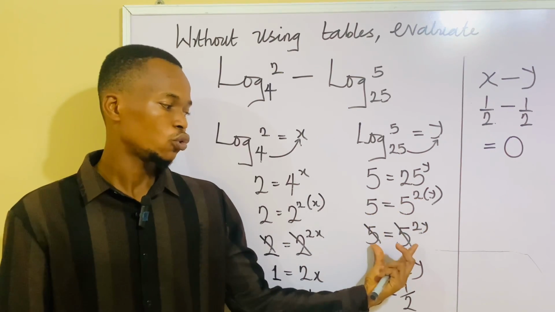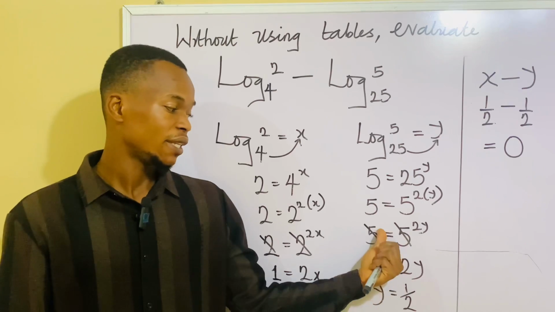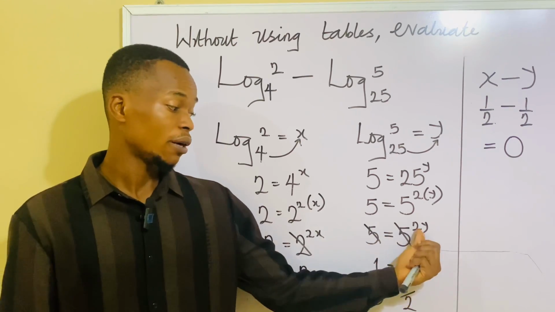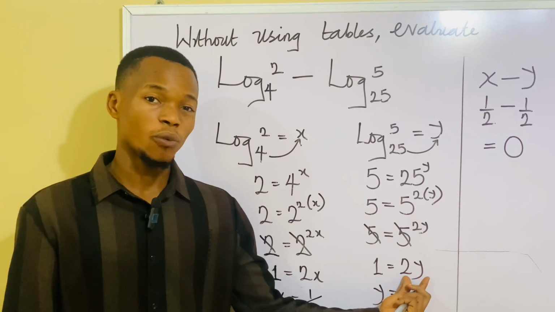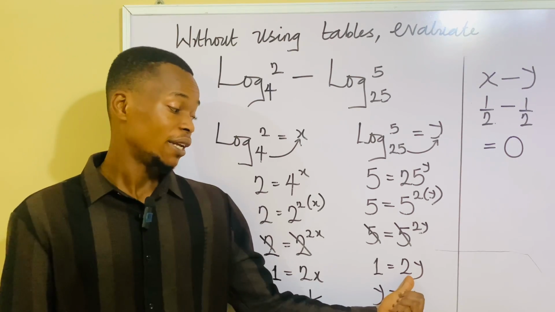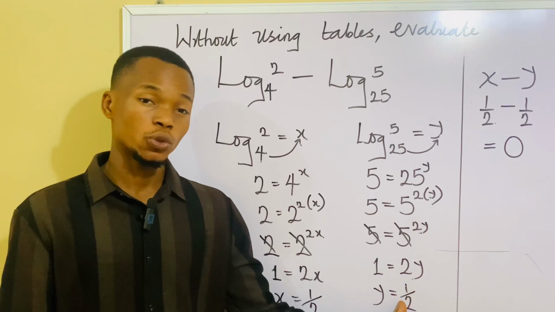Now, both of them are the same. What am I going to do? Strike out your base. Then this has a power of 1. This has a power of 2y. At this point, I have to divide both sides by the coefficient of y, which is 2. Now, divide both sides by 2, my answer becomes 1 over 2.